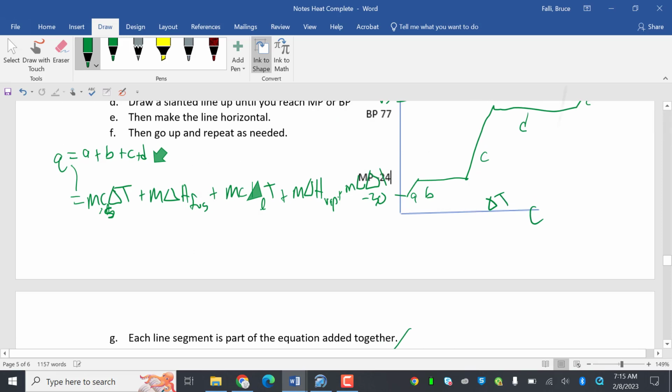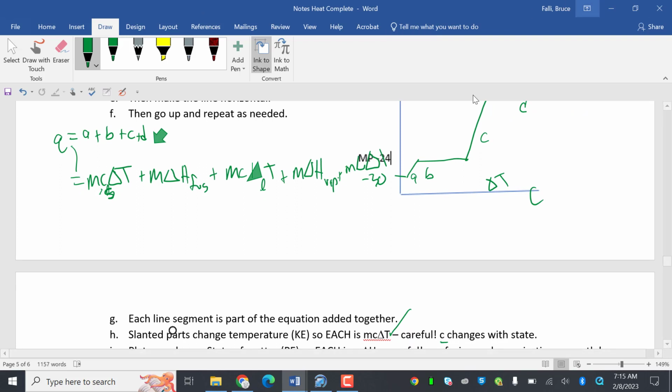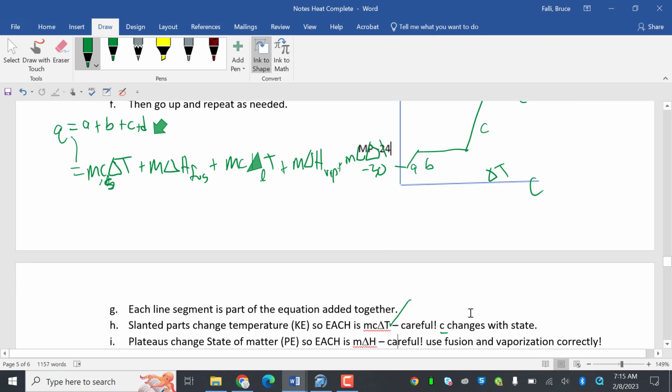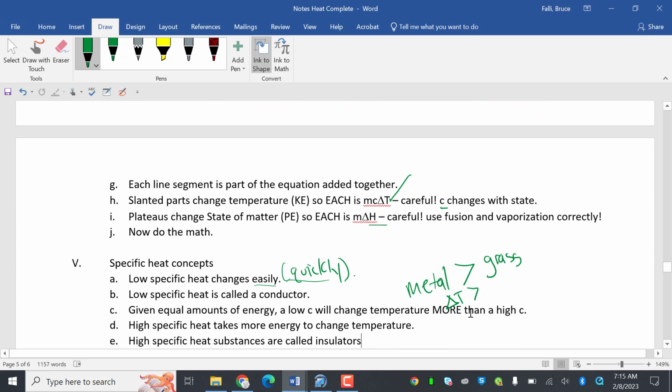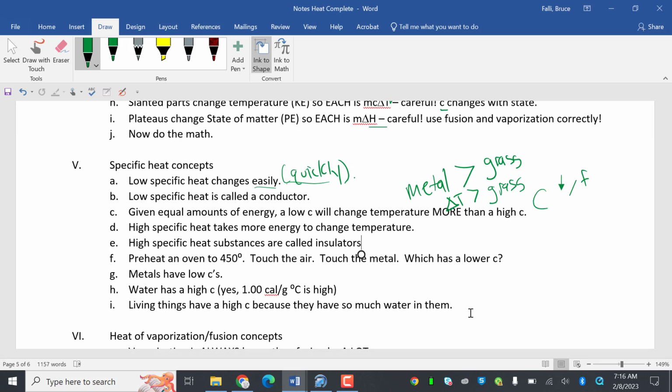But for C, the C of metal is less than the C of grass. There's a setting I've got to change somewhere.